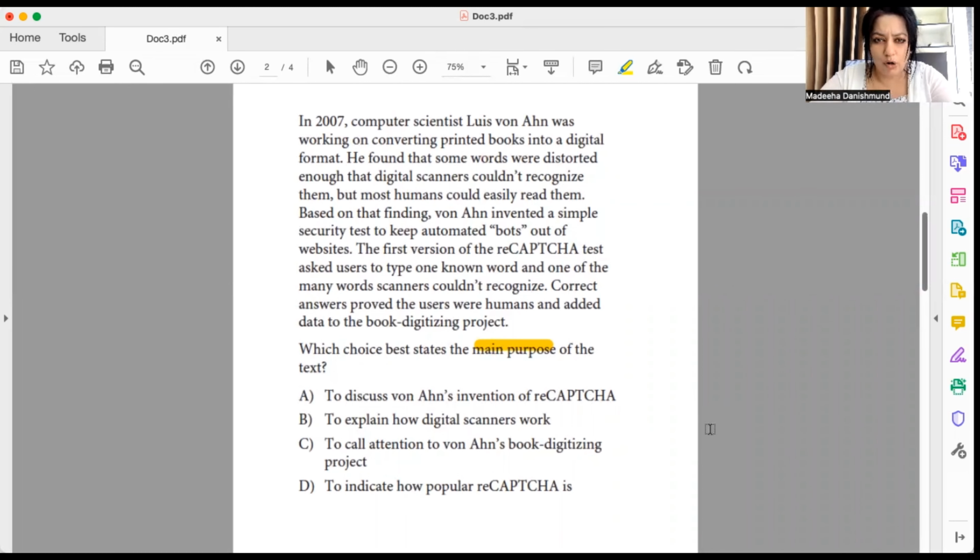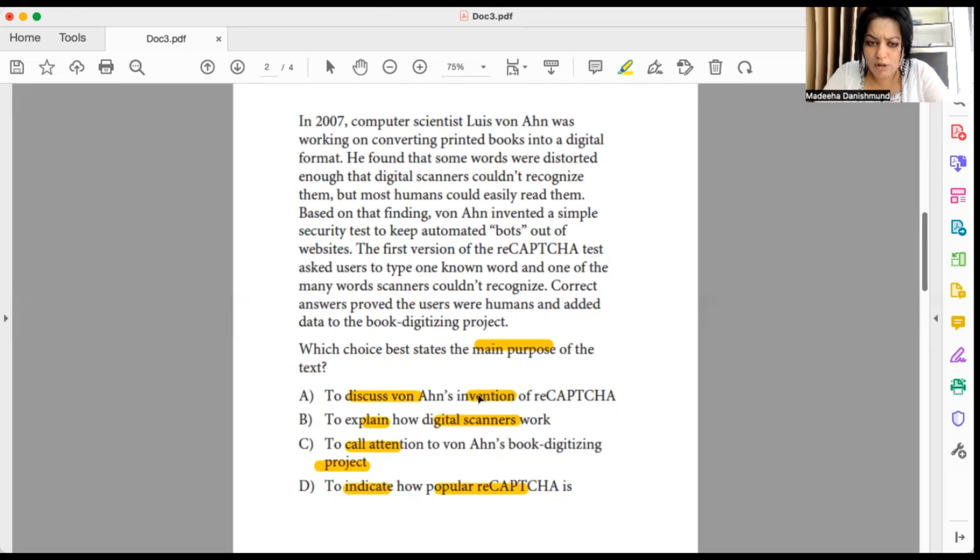Okay, now let's see overall what this passage is talking about. It's introducing reCAPTCHA, why it was created, and what its story was. Is it discussing the invention of reCAPTCHA? Is it explaining how digital scanners work? Does it call attention to the project and what it included? Does it indicate the popularity of reCAPTCHA? The main purpose. So why are they talking about reCAPTCHA in this context? The fact that it was designed, it was a new addition to the digital scanners, right?